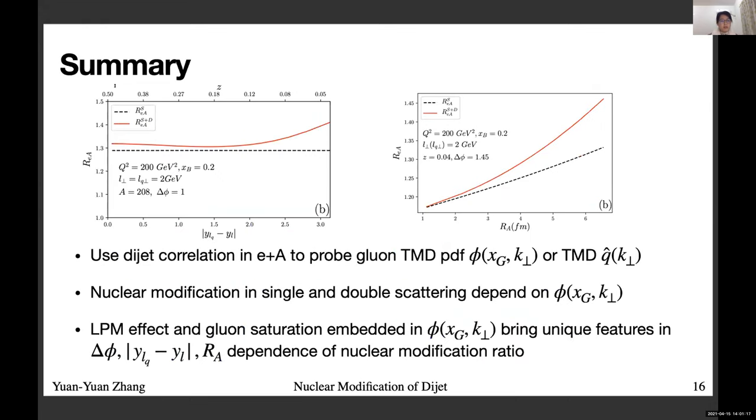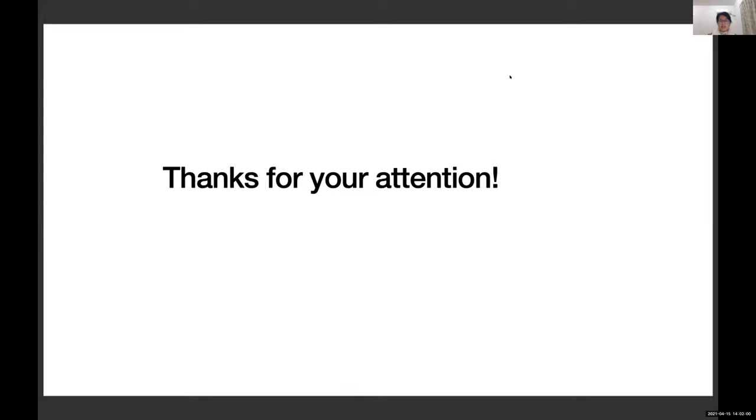Now it brings me to my summary. In our study, we use dijet correlation in eA collisions to probe the gluon TMD PDF or the TMD q-hat. We show that the nuclear modification in single and double scatterings depends on the TMD gluon PDF or the TMD q-hat. By numerical calculation, we can see that the LPM effect and gluon saturation bring unique features in the azimuthal angle, rapidity gap, and RA dependence of the nuclear modification ratio. Thanks for your attention.